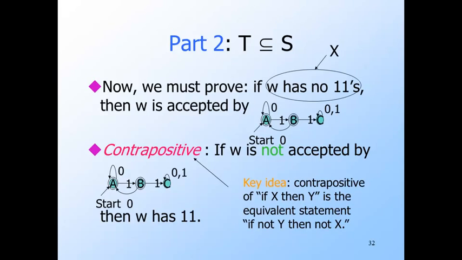In this case, x is the statement that w is a good string with no consecutive 1s, and y is the statement that w is accepted by the automaton. The contrapositive is that if w is not accepted by the automaton, then w is not a good string. That is, it contains 1,1 as a substring.